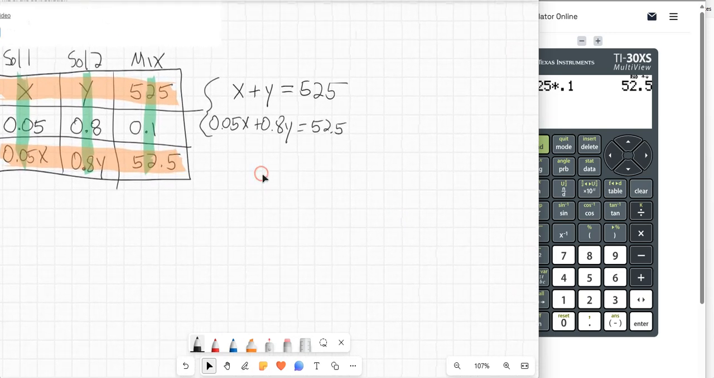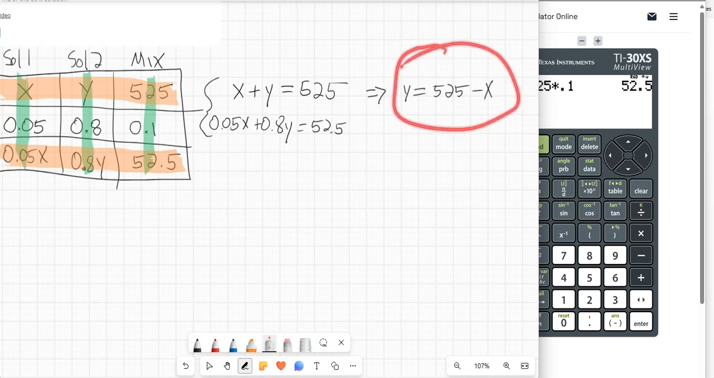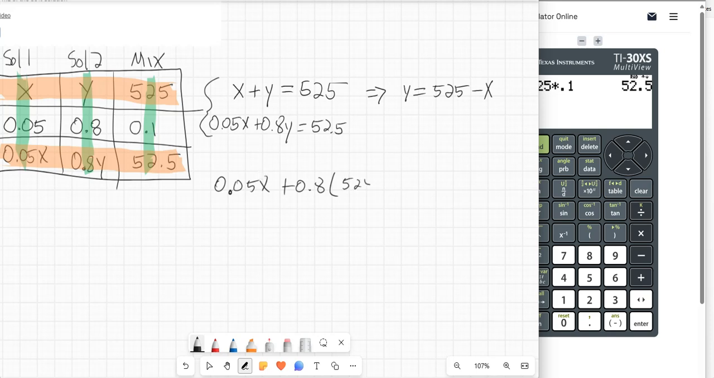Now, as far as solving this, I would probably solve for y, and then I would plug that in to this y and substitute, giving me 0.05x plus 0.8 times (525 minus x) equals 52.5. This is now an equation just for x, so I just need to simplify this equation and distribute right there. Let's do that.